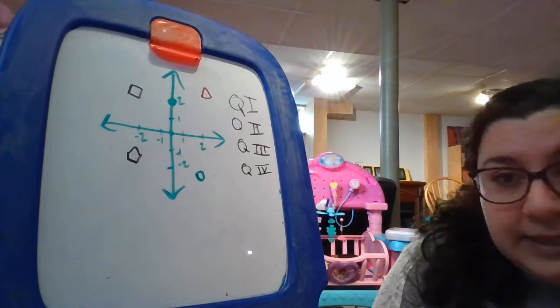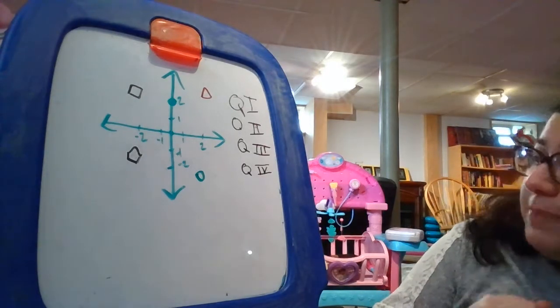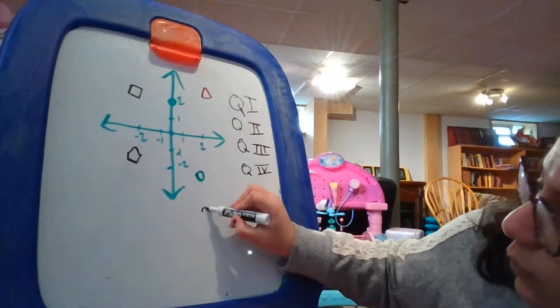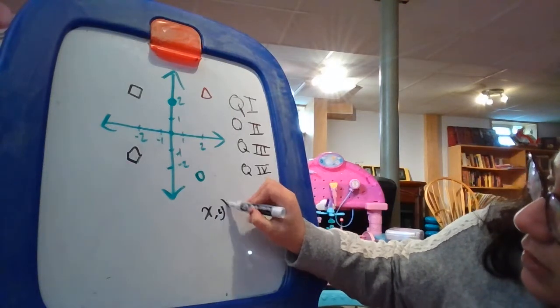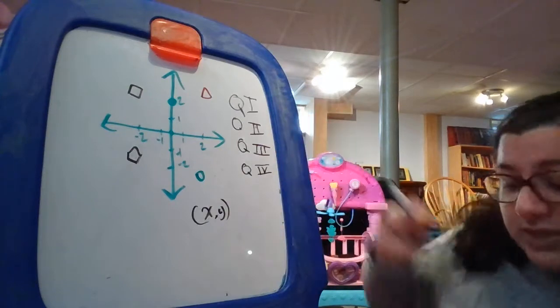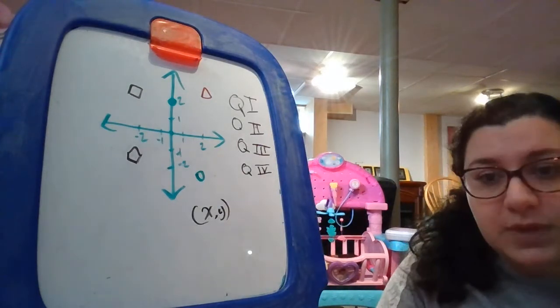Okay. So you're going to want to tell me what ordered pair, X, Y, where does each one sit? And then what quadrant does each one sit in? And that would be it.